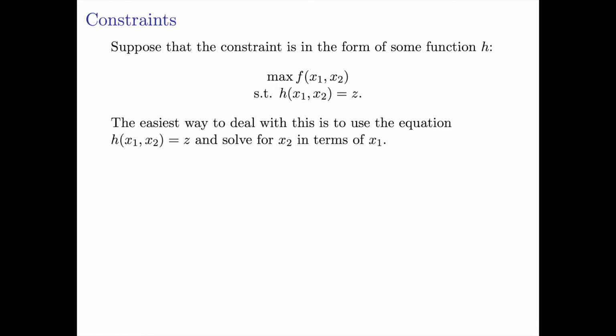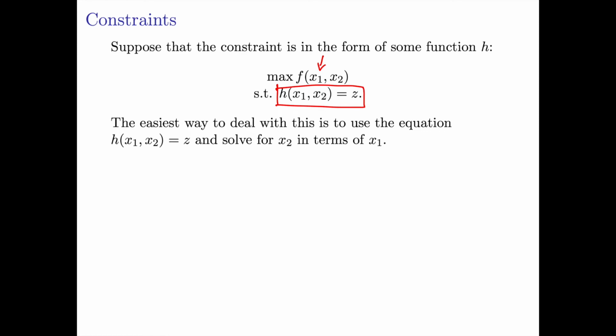The easiest way to deal with these types of optimization problems is to use this equation, manipulate it to solve for one of the 2 variables in terms of the other, and then substitute that in to your original optimization problem. Now you've got an unconstrained optimization problem.